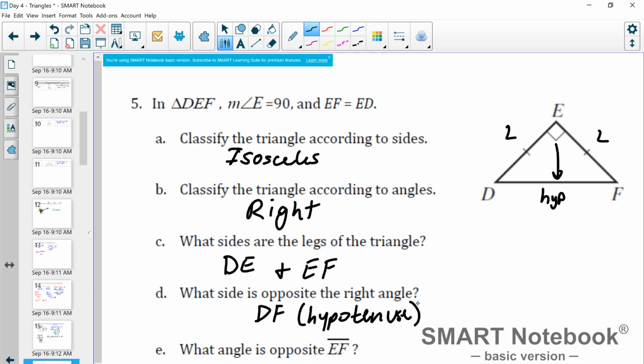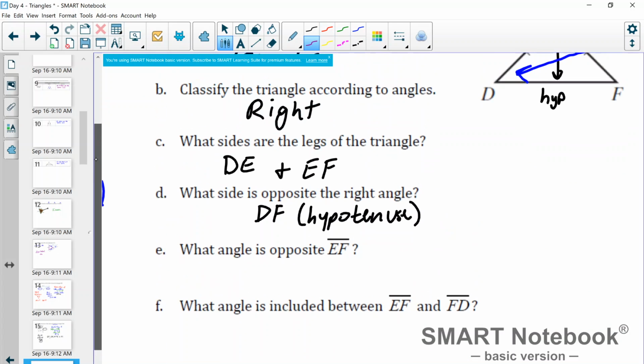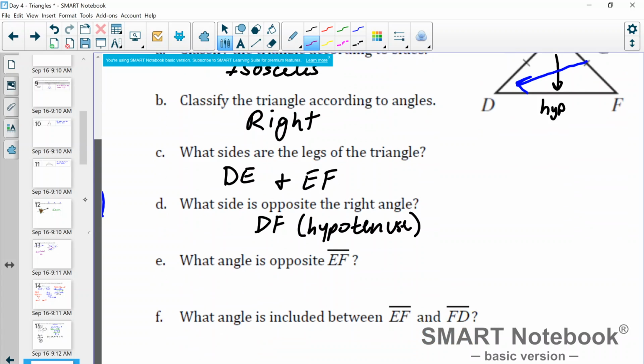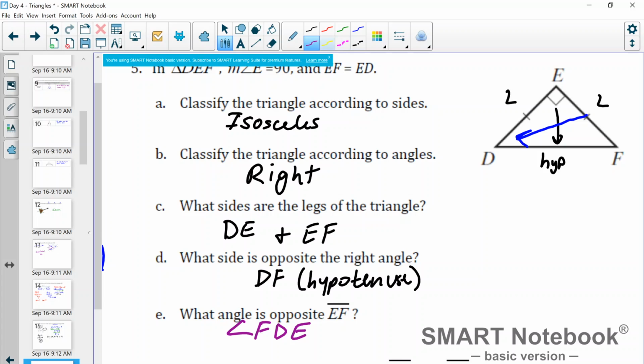The angle opposite EF, so here we have EF, and opposite means across from it, not next to it. So I have to go across, and I see it as angle D. We'll use the 3 letters, so we can say it's angle FDE being opposite. And then the angle included between EF and FD. So EF and FD, what angle is in between them? Well, the angle is created right there, so angle EFD.